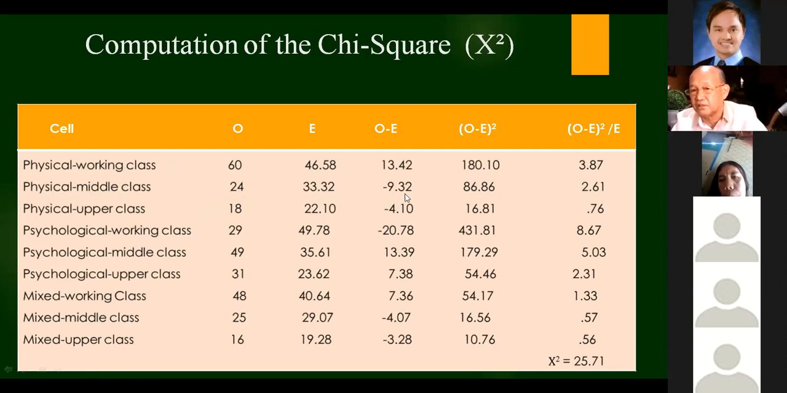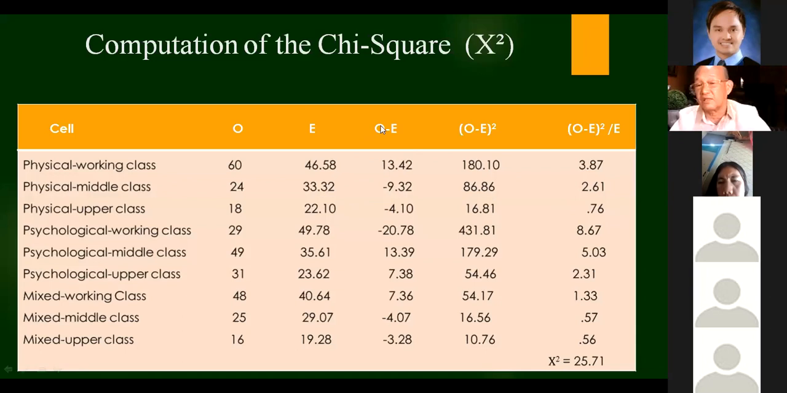Negative 9.32. Okay? Square it. 9.32 times negative 9.32. What do you get? 86.86. Divide this value by 33.32. Yes. 2.61. Ito. You see? Yes, sir. One more try.